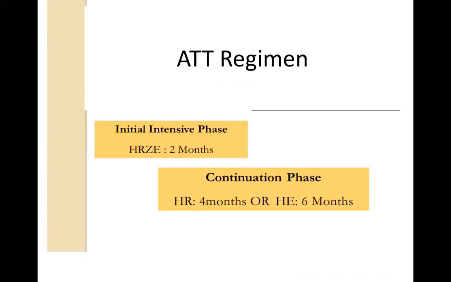The ATT regimen includes the initial intensive phase of 2 months in which you give isoniazid, rifampicin, pyrazinamide, and ethambutol. The 4 drugs are given for 2 months. After that, in the continuation phase, 2 drugs are given for 4 or 6 months: isoniazid and rifampicin for 4 months, or isoniazid and ethambutol for 6 months. And then it is stopped.